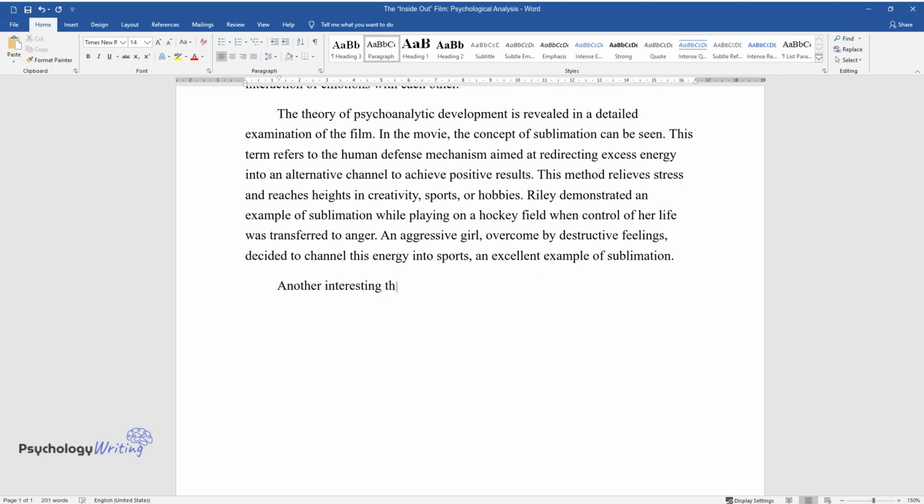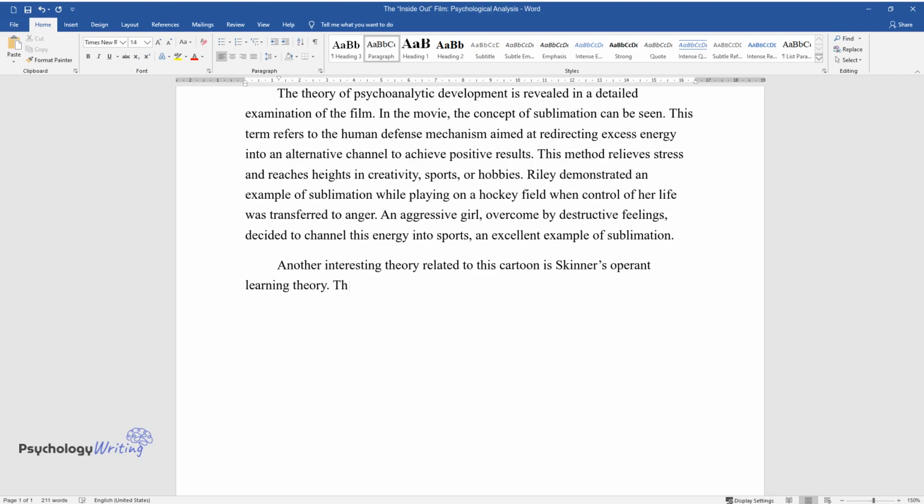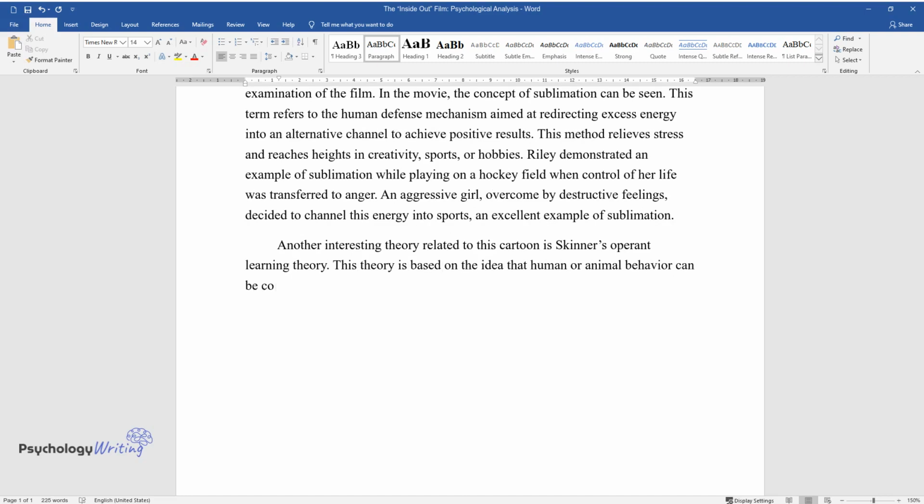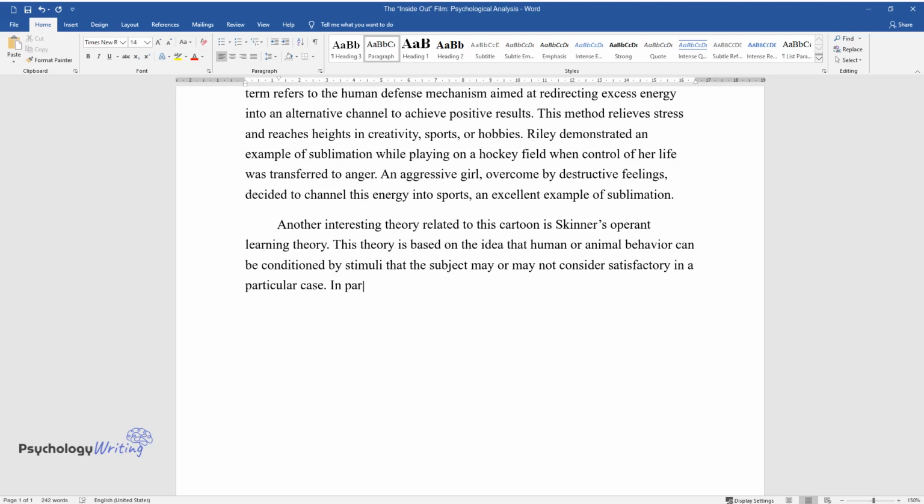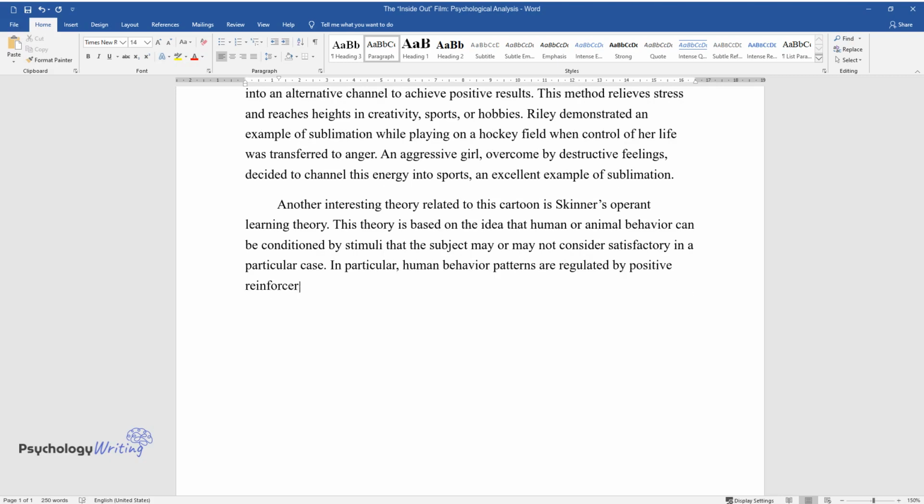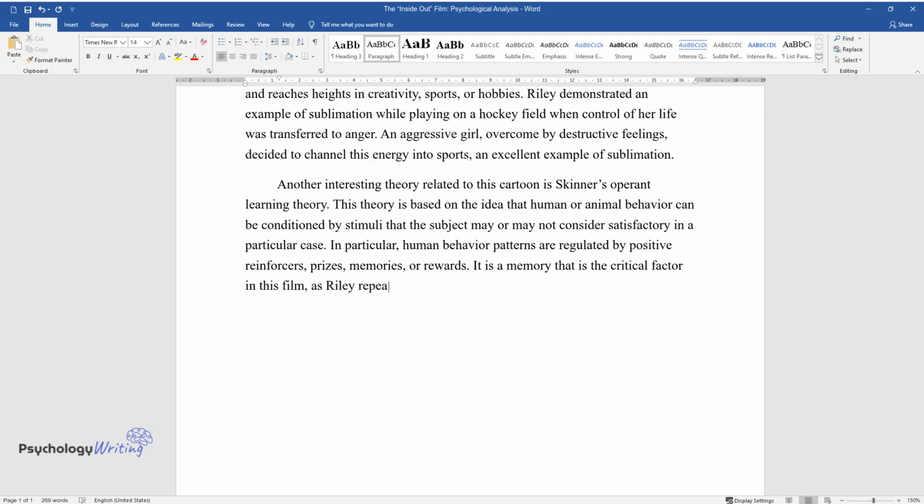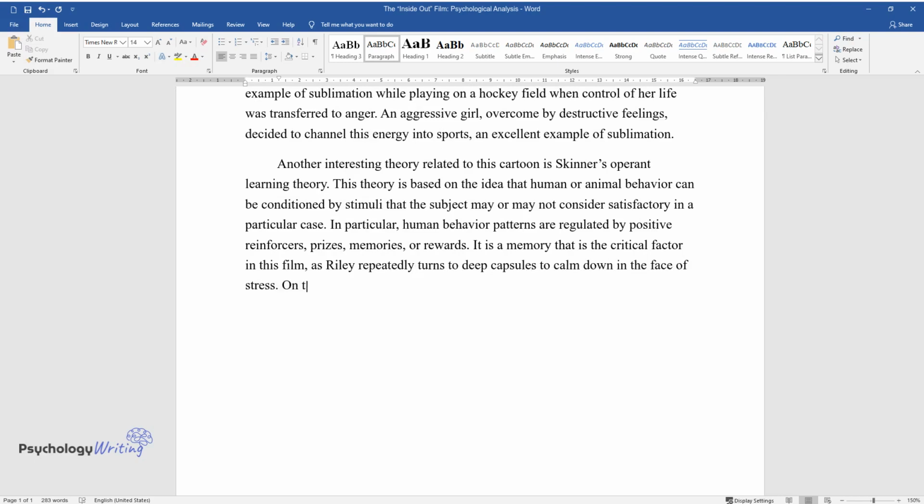Another interesting theory related to this cartoon is Skinner's operant learning theory. This theory is based on the idea that human or animal behavior can be conditioned by stimuli that the subject may or may not consider satisfactory in a particular case. In particular, human behavior patterns are regulated by positive reinforcers, prizes, memories, or rewards. It is a memory that is the critical factor in this film, as Riley repeatedly turns to deep capsules to calm down in the face of stress.